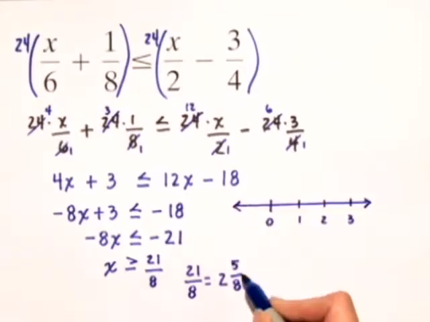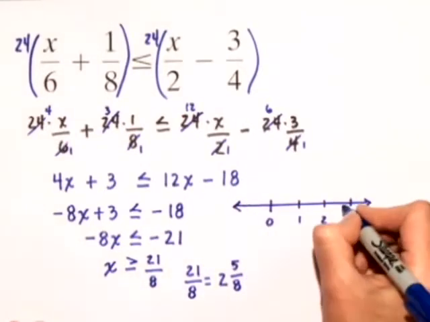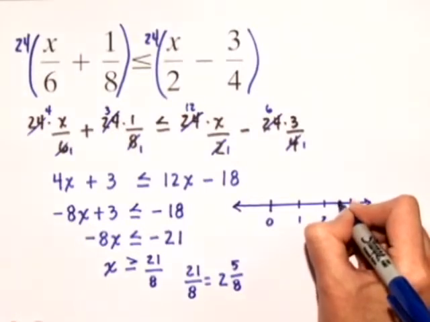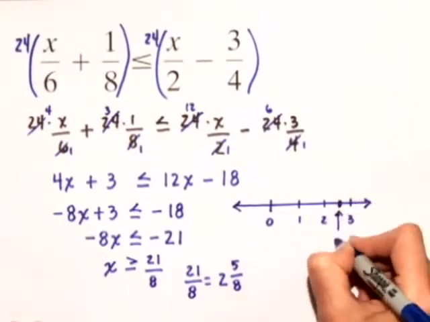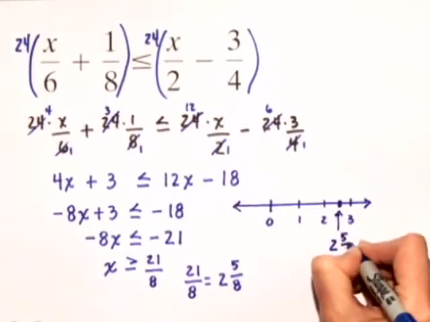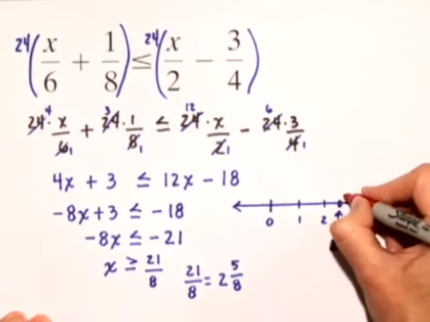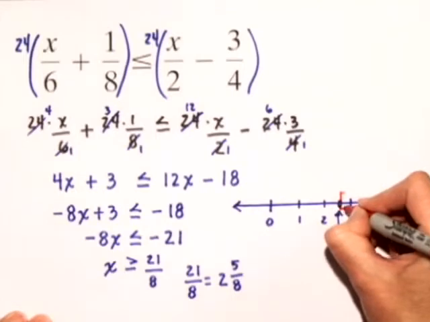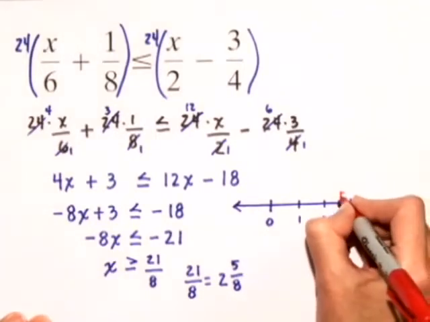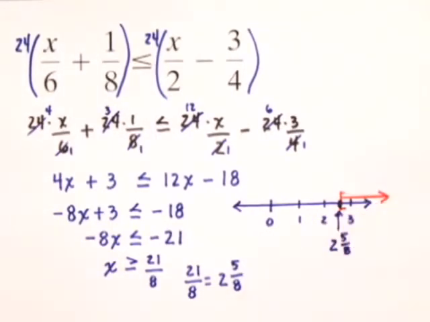Well, 2 and 5/8 is a little bit bigger than 2 and 4/8, so it's a little bit bigger than 2 1/2. So we'll put it right about here. That is 2 and 5/8, or 21/8. So we want x such that x is greater than or equal to 21/8. So we'll draw a bracket at 21/8 with an arrow going to the right.